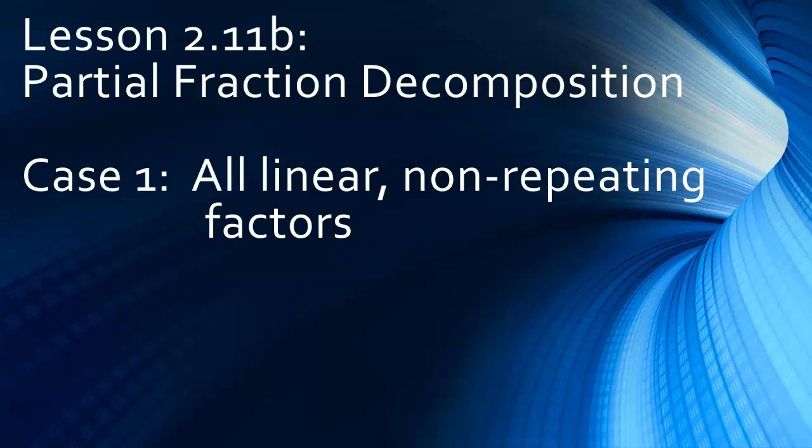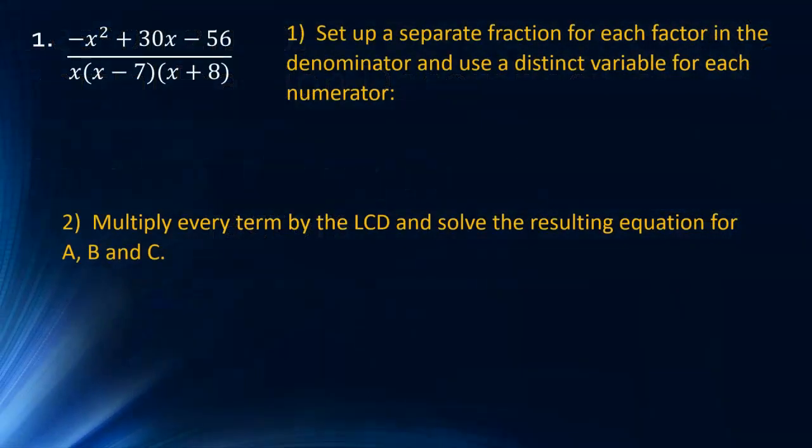What does that mean? Let's look at this first example. When we say all linear, non-repeating factors, that's referring to the denominator. Here we have three factors: x, x minus 7, and x plus 8. All three are linear factors, and non-repeating, meaning we don't have something like x minus 7 squared or x minus 7 times x minus 7. So if we're dealing with all linear factors and none are repeating, the first step is to set up a separate fraction for each factor in the denominator and use a distinct variable for each numerator.